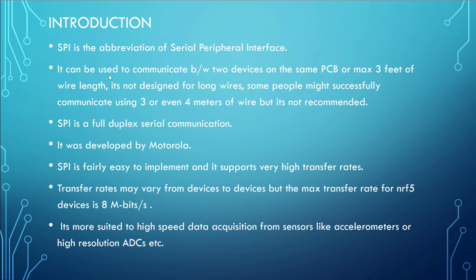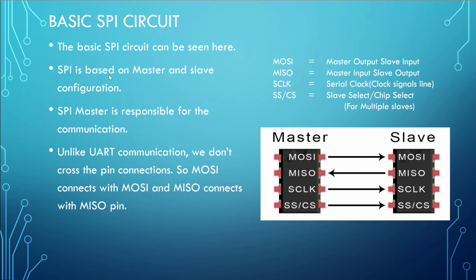It can support up to 8 megabits per second, and some other devices might support more, but in nRF devices 8 megabits per second is the fastest rate. It's fairly easy to implement and has high transfer rates, so it's mostly suited to applications where you are acquiring data from sensors at a very high rate. For example, if you are reading ADC data at a very high rate, you can use SPI instead of TWI, because SPI is very fast and good for transferring a large amount of data. Let's see how we can use SPI to communicate between two devices.